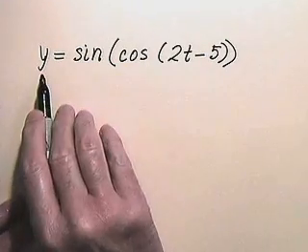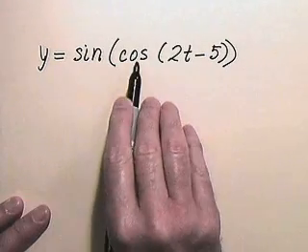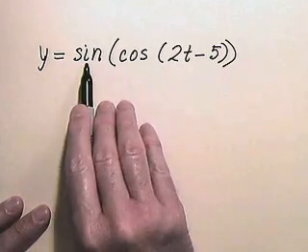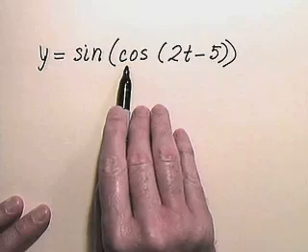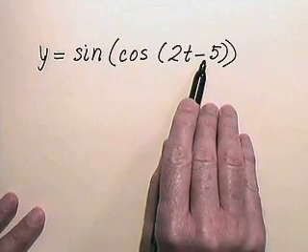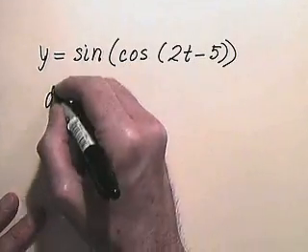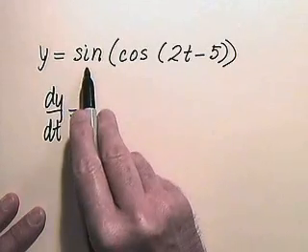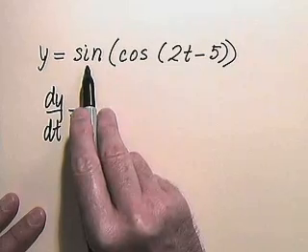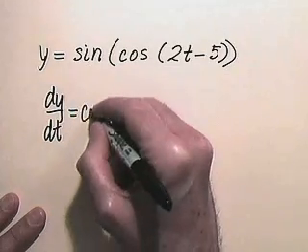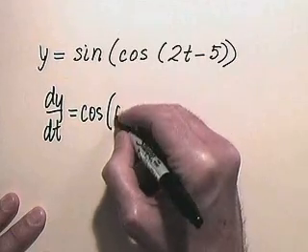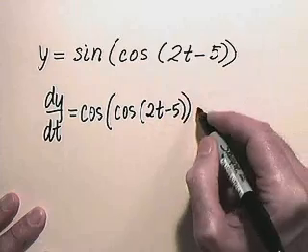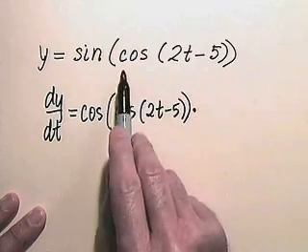Here I have the function y equals sine of cosine of the quantity 2t minus 5. So notice I have a function of a function of a function of t. And so the chain rule says to differentiate this with respect to t, we just begin by differentiating the outermost function. Well, the derivative of sine is cosine. And now leave what's inside alone, but now multiply by the derivative of what's inside.